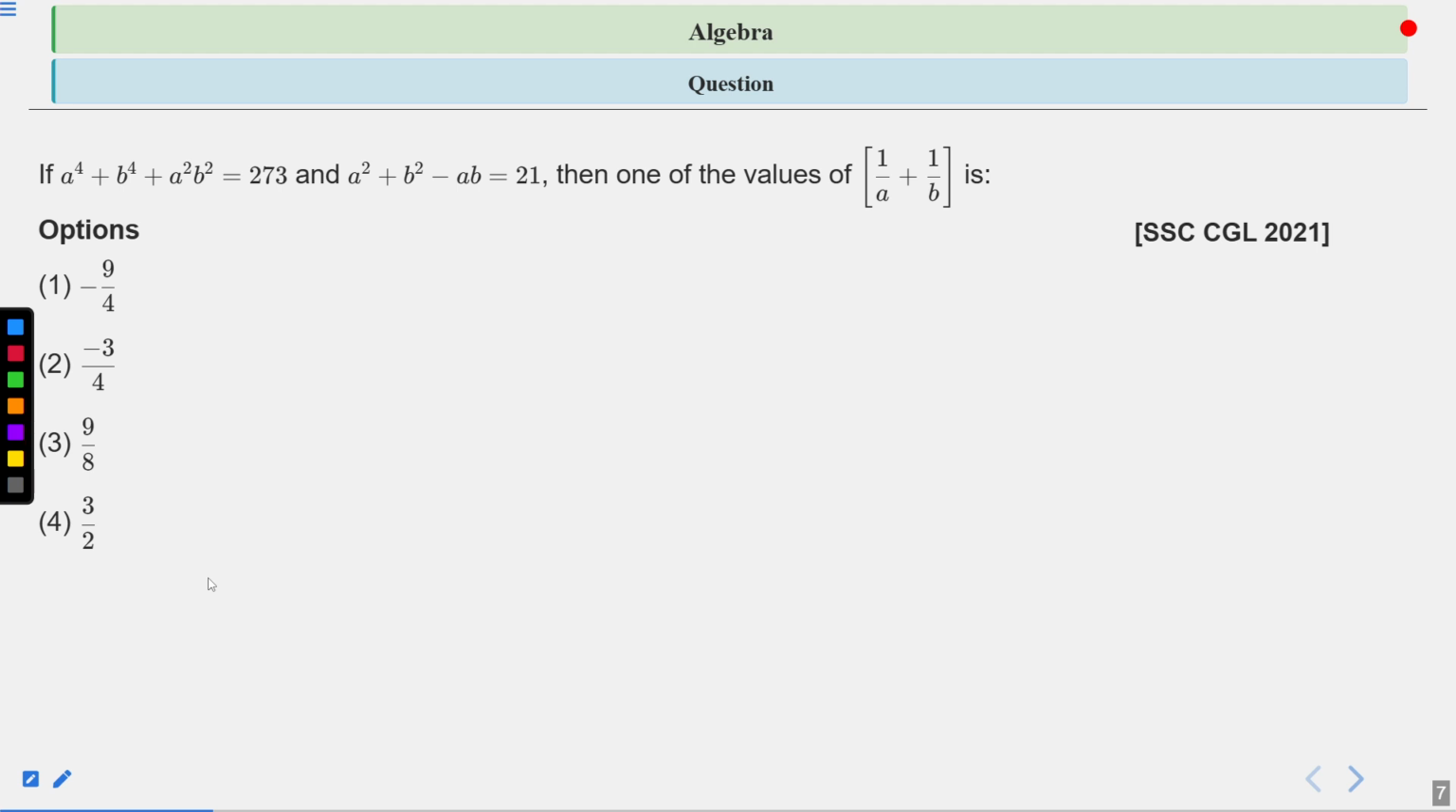So there are 4 options. First one is minus 9 by 4, second is minus 3 by 4, third one is 9 by 8, and fourth one is 3 by 2. Now you have 10 seconds to analyze the question. Your time starts now.